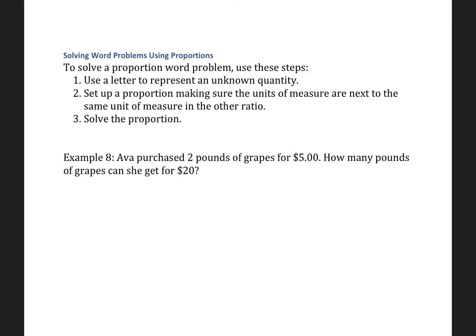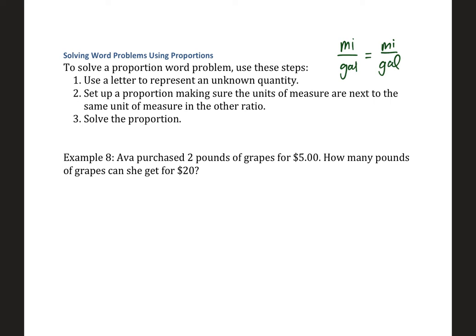Now we move on to word problems. So solving word problems using proportions. To solve a proportion word problem, follow these steps. The first one is to use a letter to represent an unknown quantity. Second step is to set up your proportion, making sure the units of the measure are next to the same unit of the measure in the other ratio. For example, if you have miles per gallon, so you're talking about gas, you want it to be miles per gallon for one ratio and then miles per gallon for the other one.